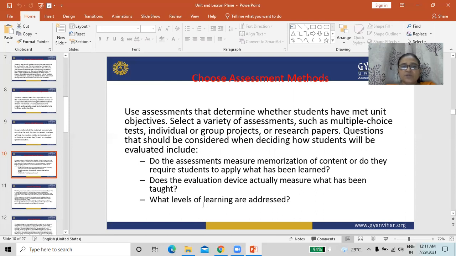Question that should be considered when deciding how student will be evaluated include: do the assessment measure memorization of content, or do they require student to apply what has been learned? Does the evaluation device actually measure what has been taught? What level of learning are addressed?